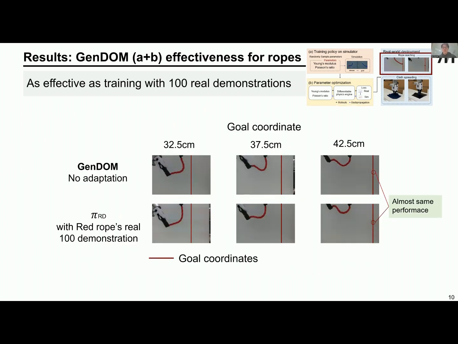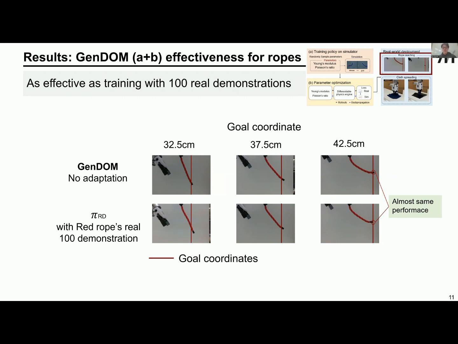Then we trained the policy in simulation and applied it to the real world in a zero-shot manner. In this task, the goal position where the rope should reach is given, and the robot must release the rope at an appropriate position so that the rope reaches the goal point along gravity. The upper part shows our method, GenDOM, which runs the policy only in simulation and further conditions it on the estimated rope parameters. The lower part shows the policy trained using actual real-world demonstrations.